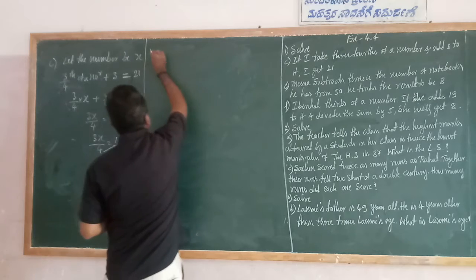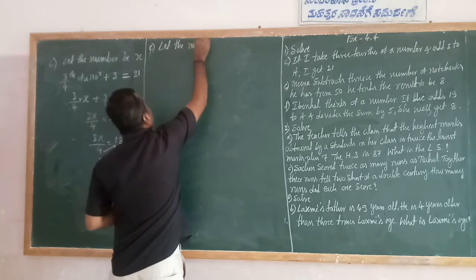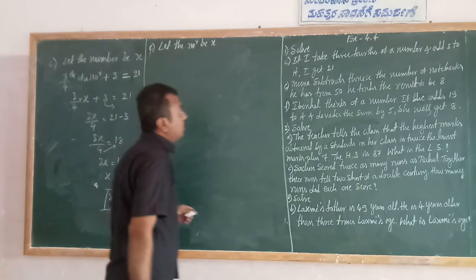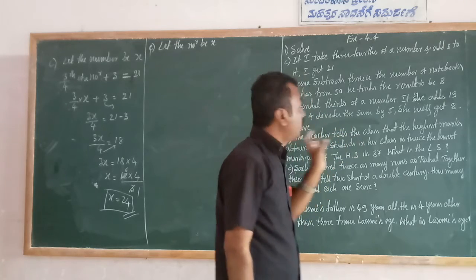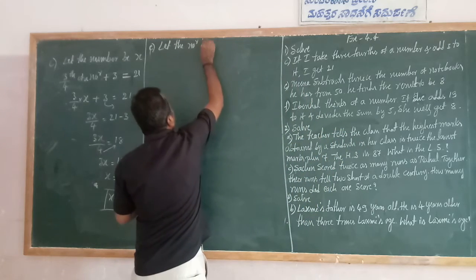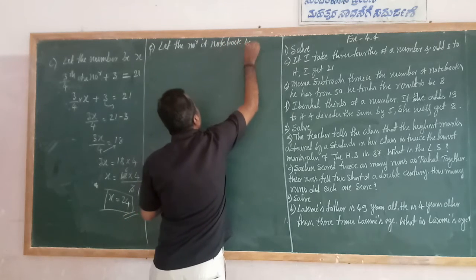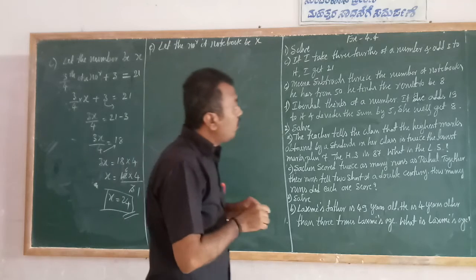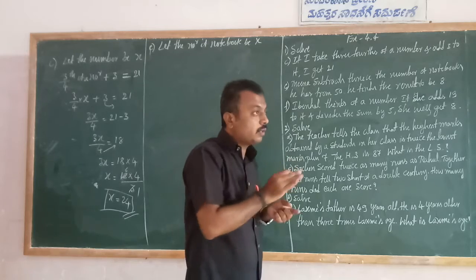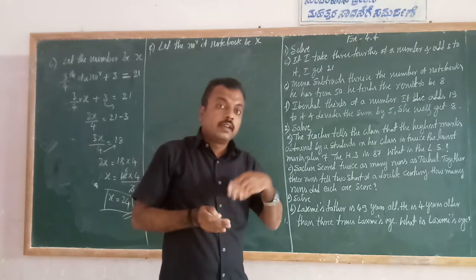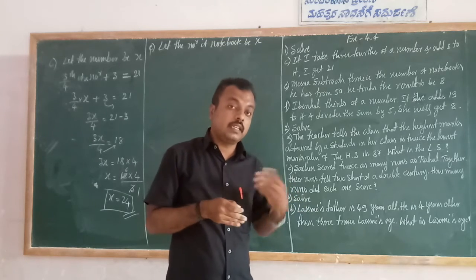So let the number of notebooks be x. That number of notebooks I don't know, that is called x. Thrice of the number of notebooks: suppose the number of notebooks is 10, then 3 times that is 30. If there are 10 notebooks it becomes 30, and if it is x, it becomes 3x.